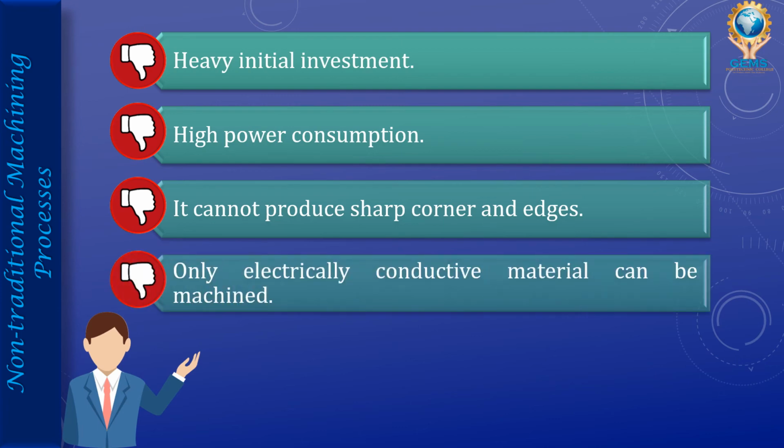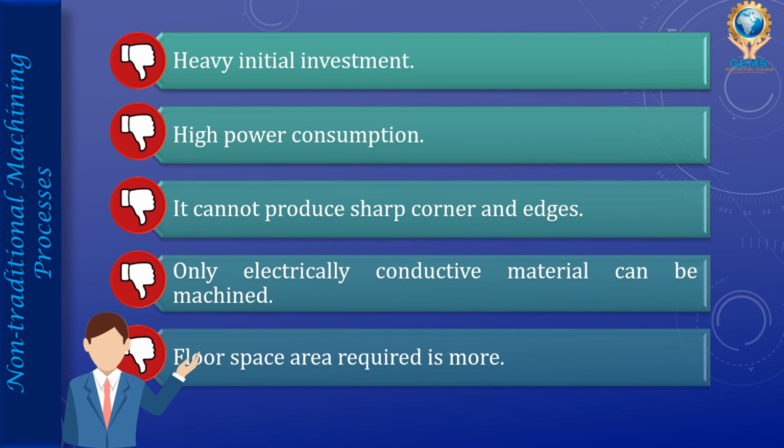And one among the main disadvantages, it can be used only with electrically conductive material; non-electrically conductive material we cannot machine in this process. And for this ECM machining process, we need more floor space area.